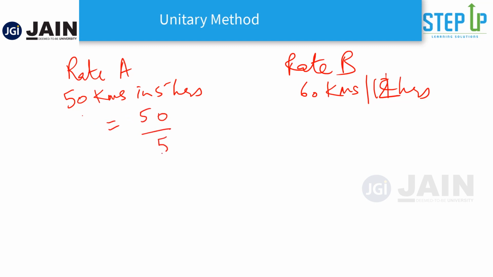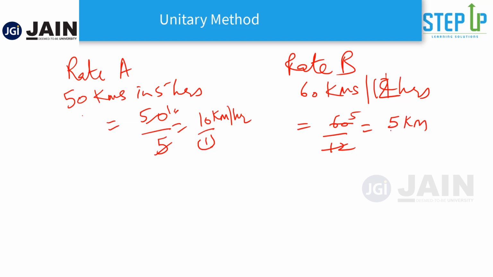50 upon 5. That means the rate is 10 kilometers per 1 hour, isn't it? 10 by 1, kilometer per hour. Similarly, this one is 60 by 12. If you simplify this, it is 5 by 1, kilometer per 1 hour. This is what it is.